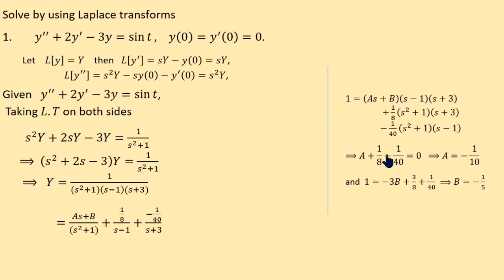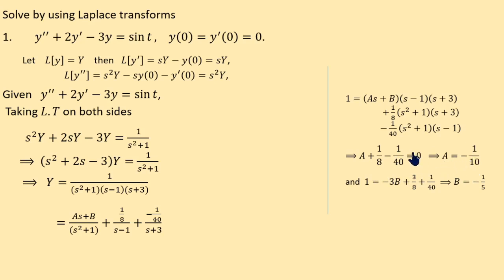A plus 1 by 8 minus 1 by 40. This is the coefficient of s cube in the right hand side. In the left hand side, no s cube. Therefore, its coefficient is 0. To find a value, take these two to the right side: 1 by 40 minus 1 by 8. Just substitute in calculator. You will get minus 1 by 10. So that is a value.